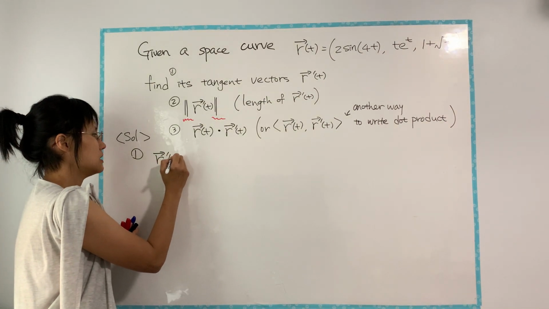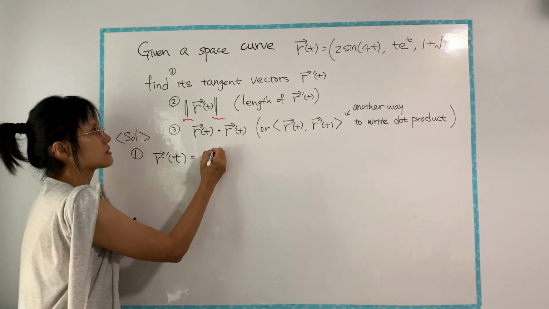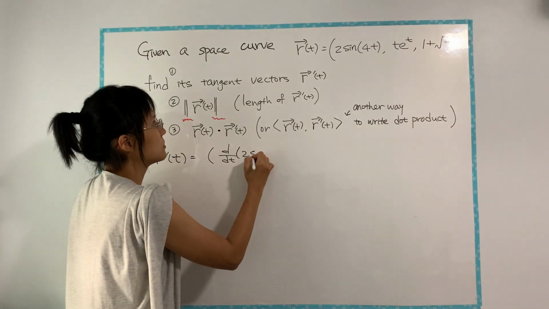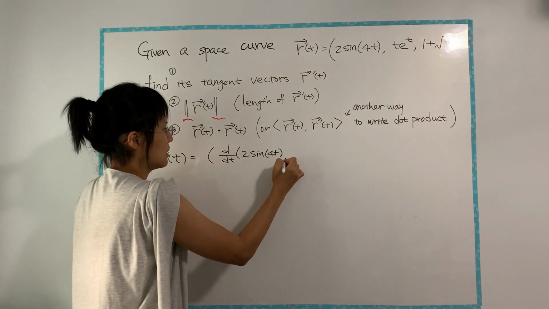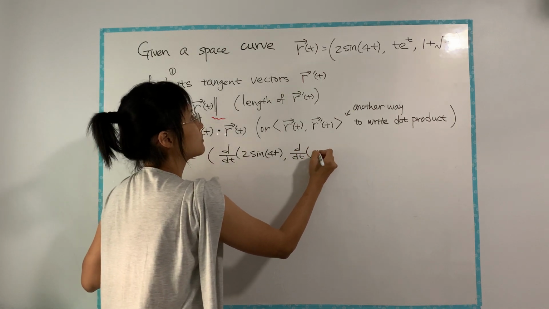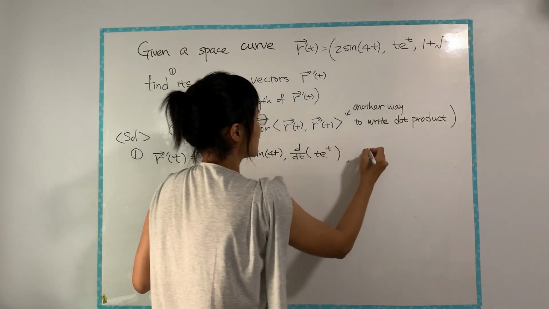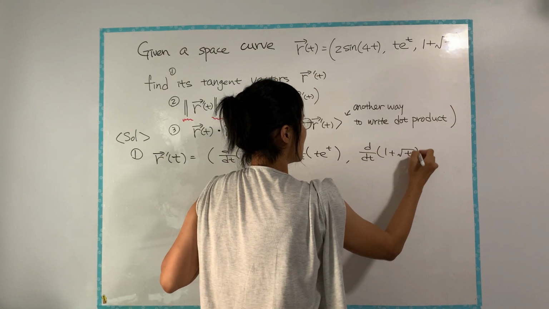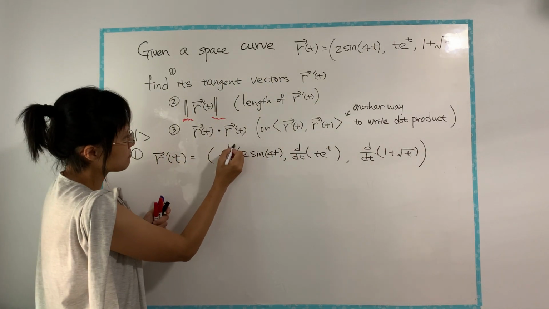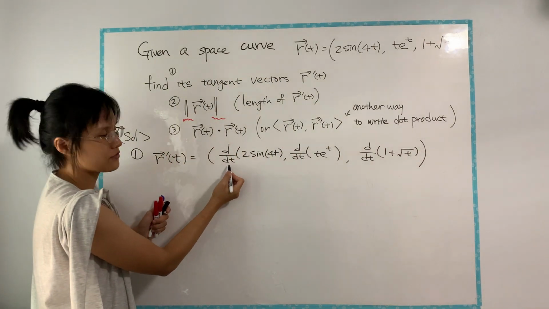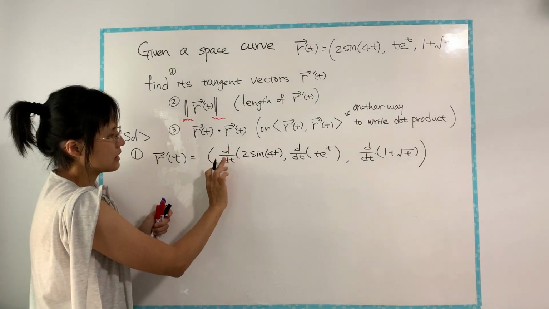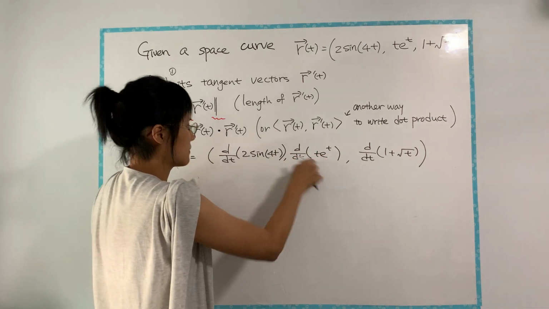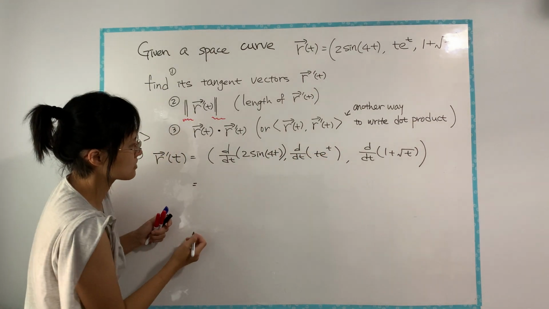r prime of t is the vector given by the derivative of the x component, derivative of the y component, and derivative of the z component. Okay, so you should think of this notation d/dt as a verb, like it's an action. You're going to differentiate this function. Differentiate this function. Okay, so let's go ahead and find this derivative.